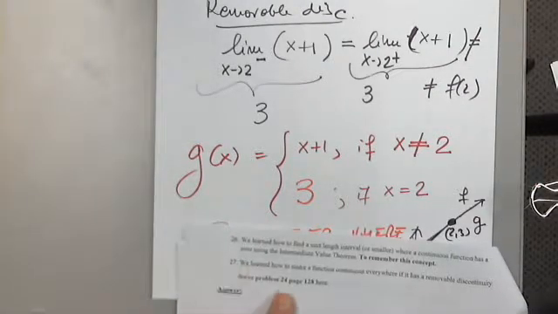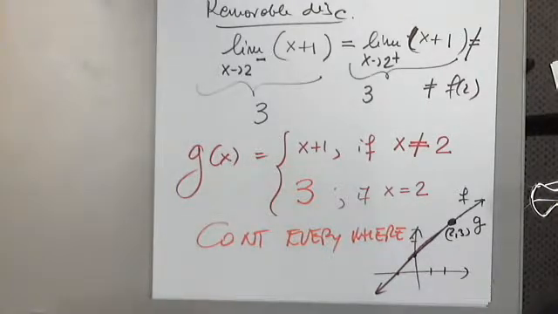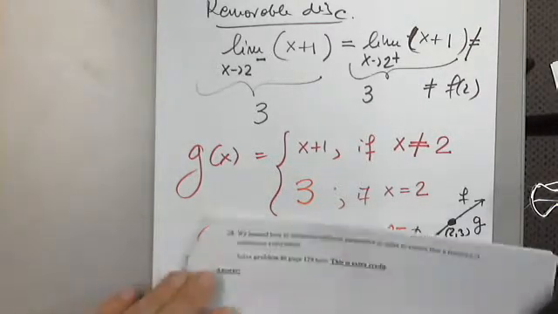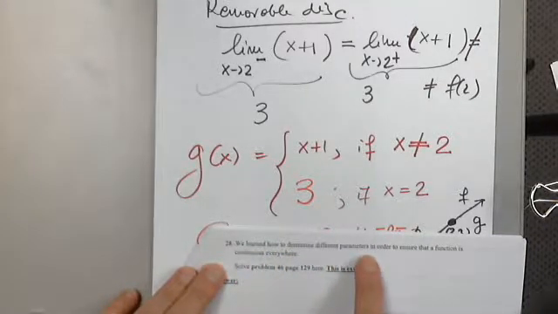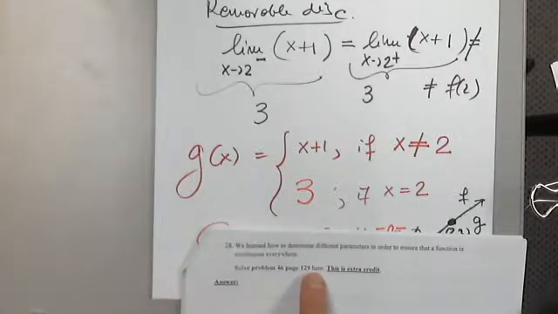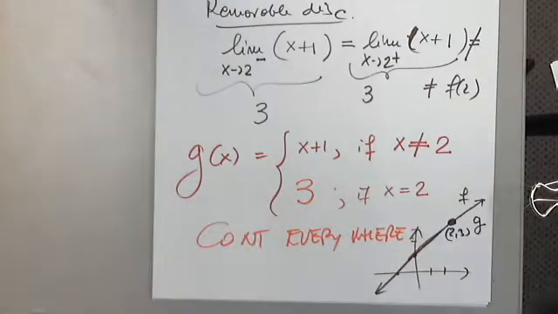And this was problem 27, and you have to do the same thing for problem 24 on page 128. This was what we just did, a problem before. We learned how to determine different parameters in order to ensure that the function is continuous everywhere. I said this is extra credit because it involves a little bit of work. It's not as simple as the example that we looked at. So this will be extra credit for you. Any questions from me?